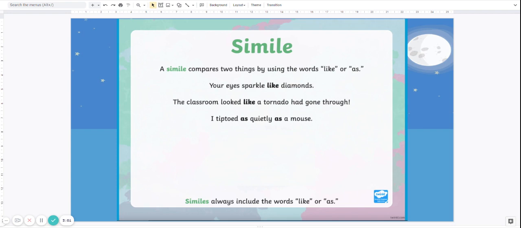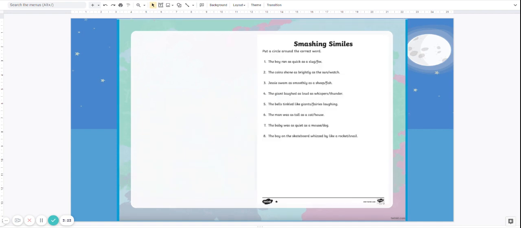Nor did you simply say the room was messy. You compared it as if a tornado had gone through it. It creates a much better picture inside the reader's head. So to use a simile, you compare something using like or as. Now, I have a task for you.